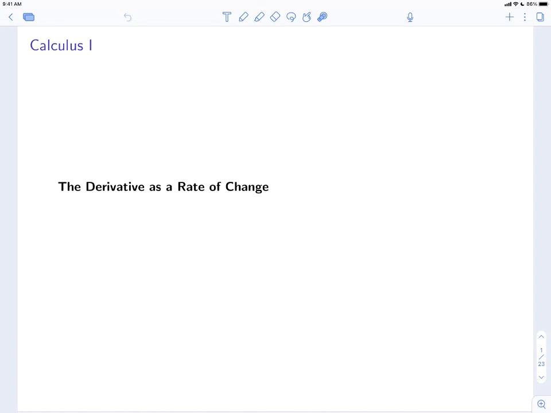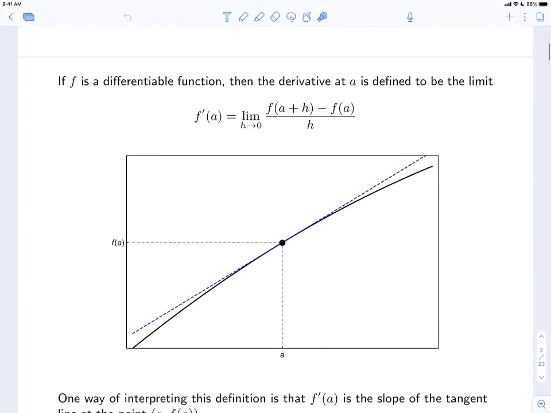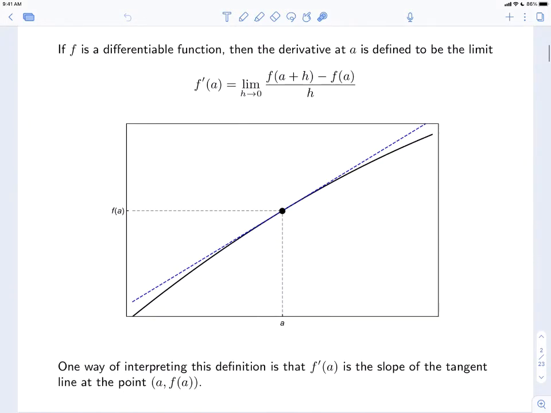In this video, we'll talk about the derivative as a rate of change. If f is a differentiable function, then the derivative of f at a is defined in terms of a limit. f prime of a, the derivative of f at a, is equal to the limit as h goes to 0 of f at a plus h minus f at a, quantity divided by h.